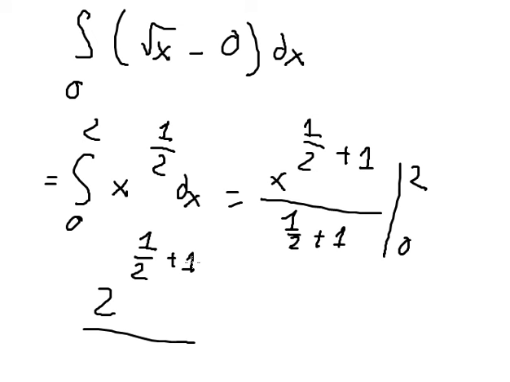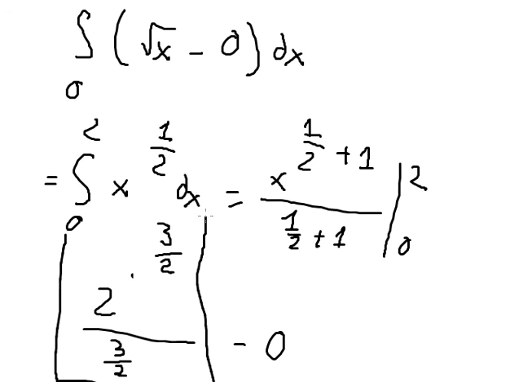So 1 over 2 plus 1, I will write as 3 over 2. This one is about 3 over 2. So if I put 0 here, you get 0. So the answer for this one, that's this number in here.